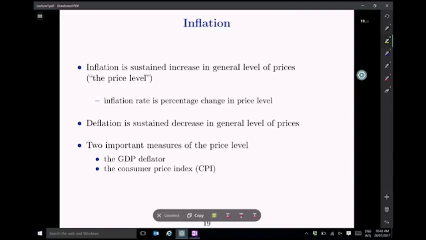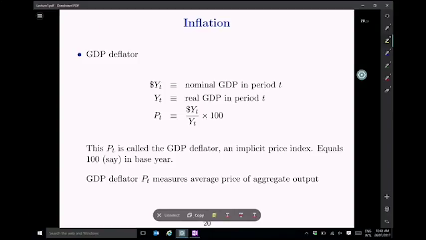The two most commonly used price indexes are the GDP deflator and the consumer price index. The difference between these two price indexes is the basket of goods that we consider. We consider different baskets of goods. We first look at the GDP deflator.